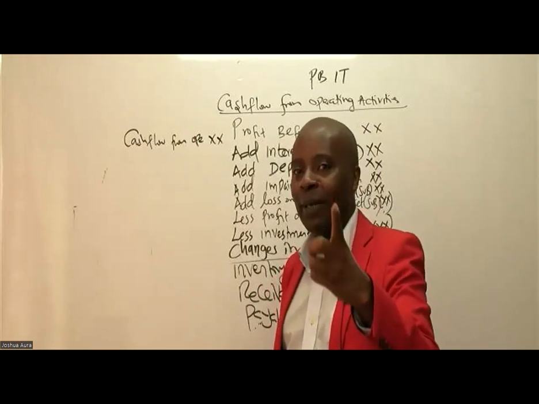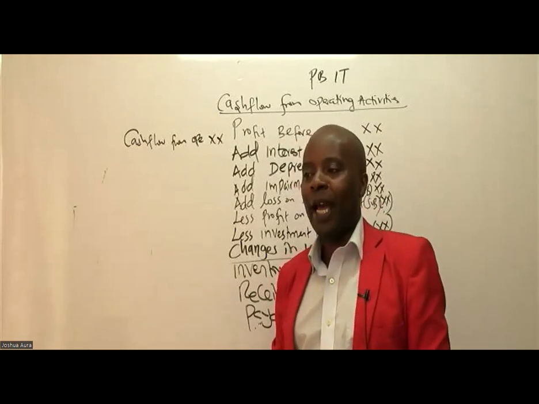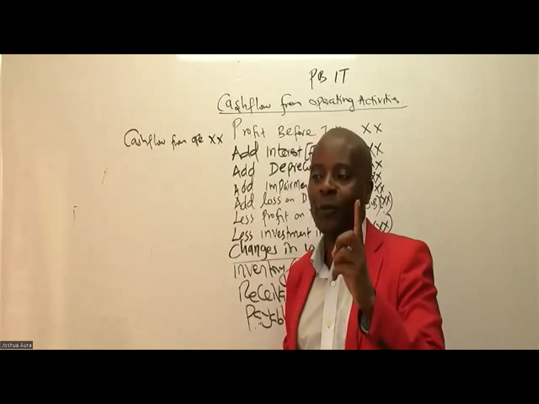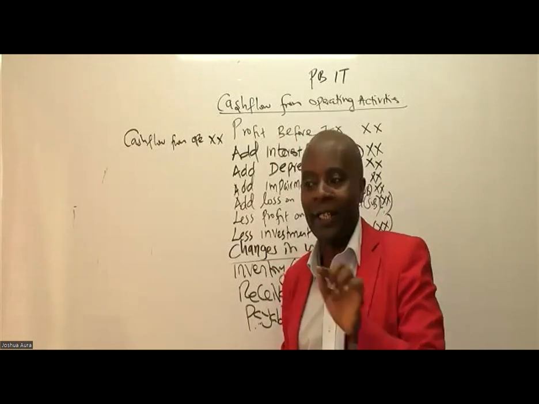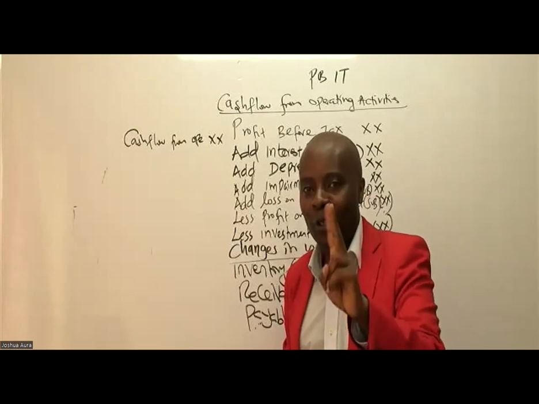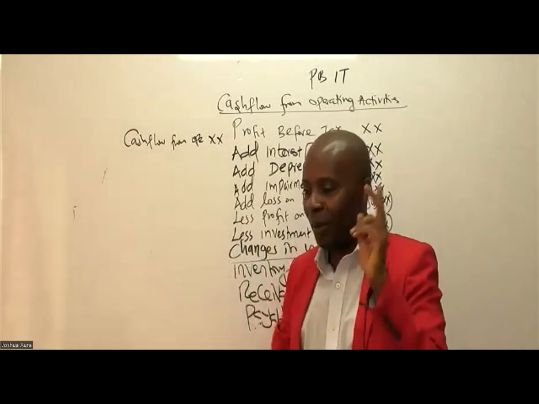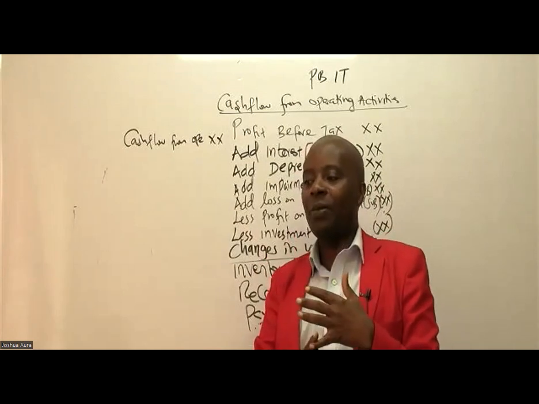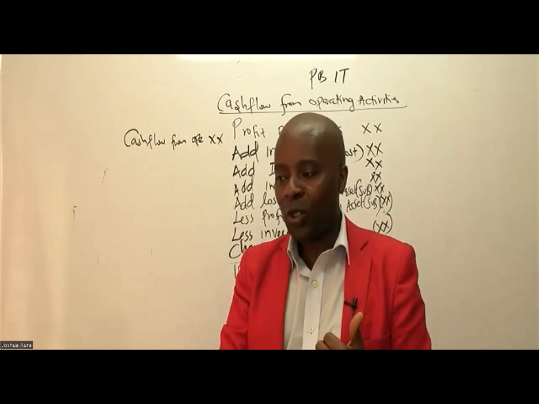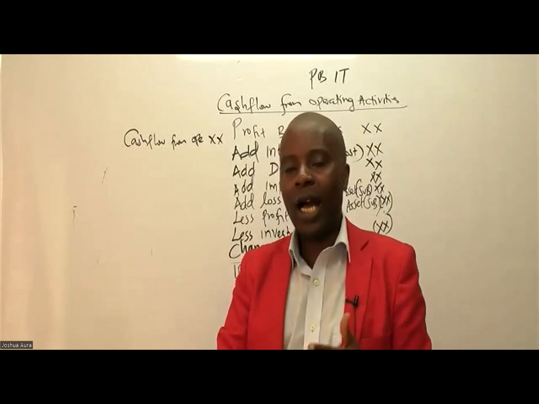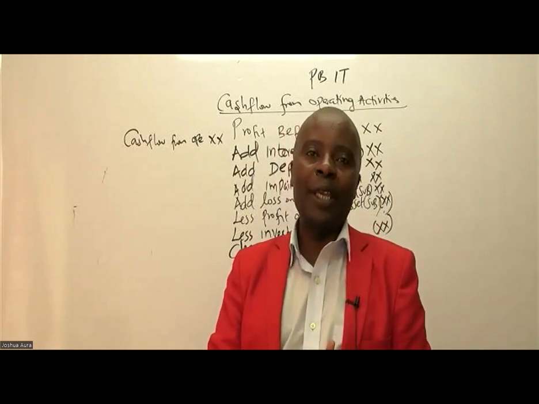I still need to make some payments from cash flow from operating activities. What are my operating activities? I'm supposed to pay two things out of this. Are you able to remember those two things? Tax paid. I have to pay tax. And then number two, I must pay interest.